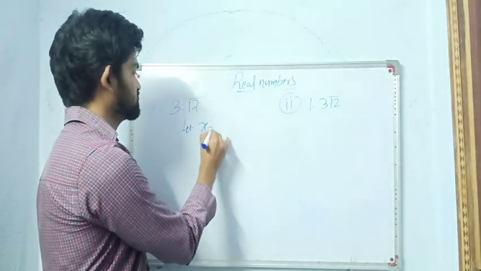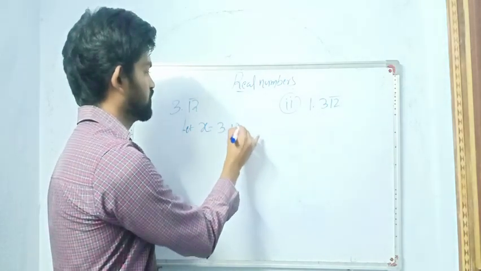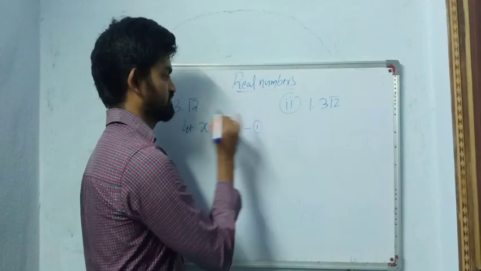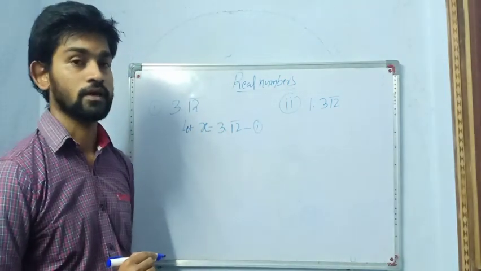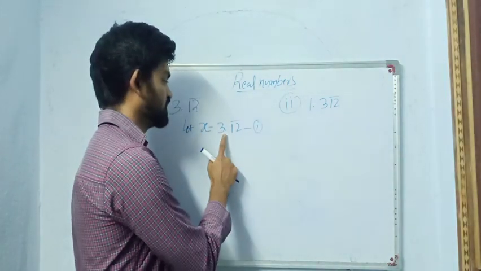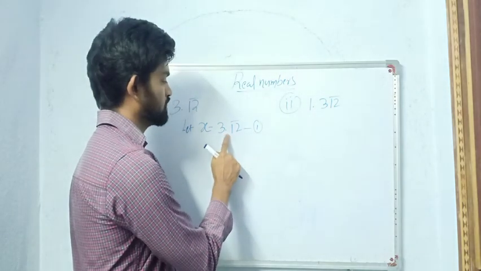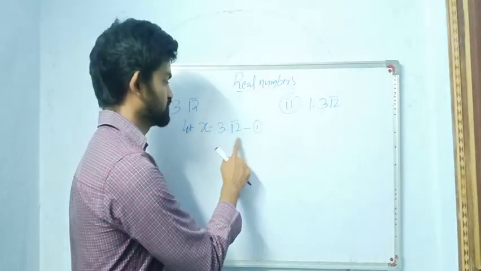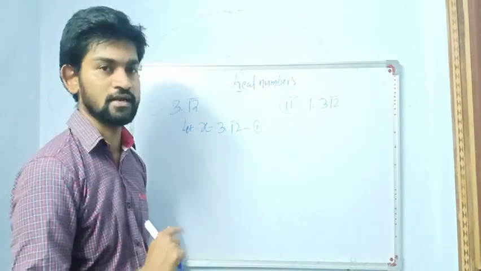Let x equal 3.12 repeating, with the bar over 12. Let this be equation 1. Now check how many numbers after the decimal point are under the bar. How many numbers are there? 1, 2. Both numbers are under the bar.